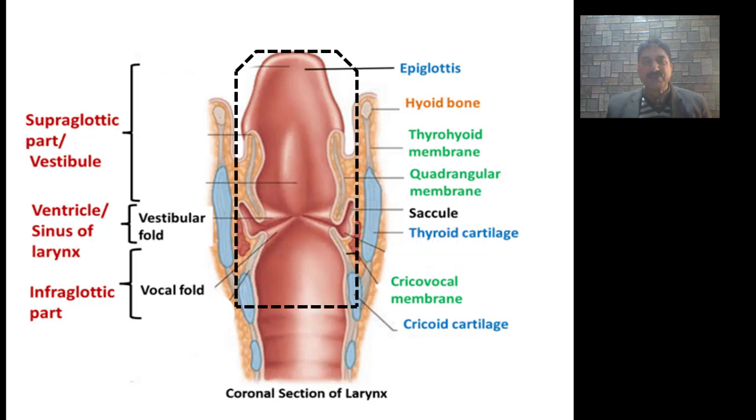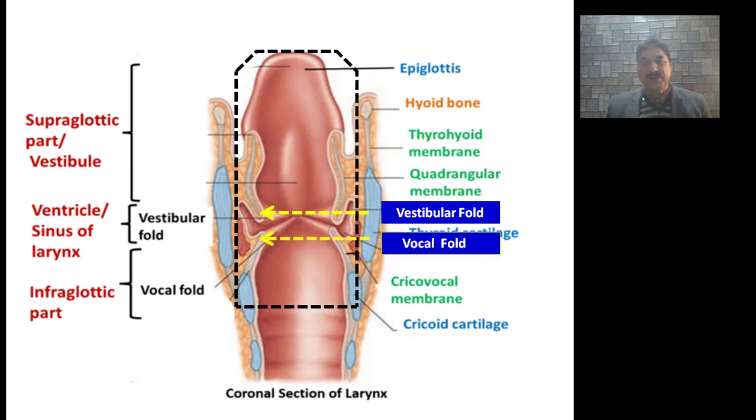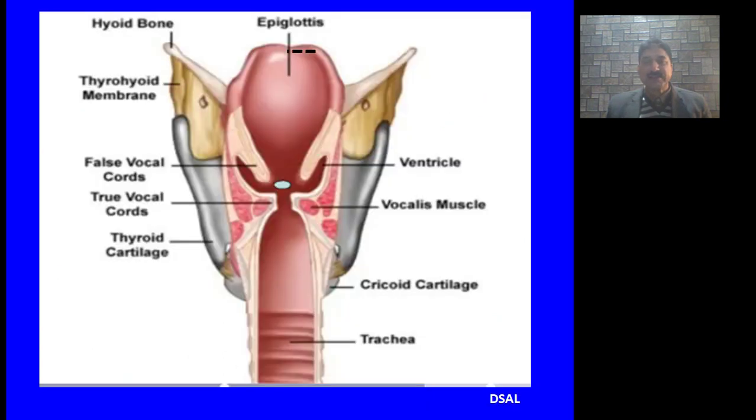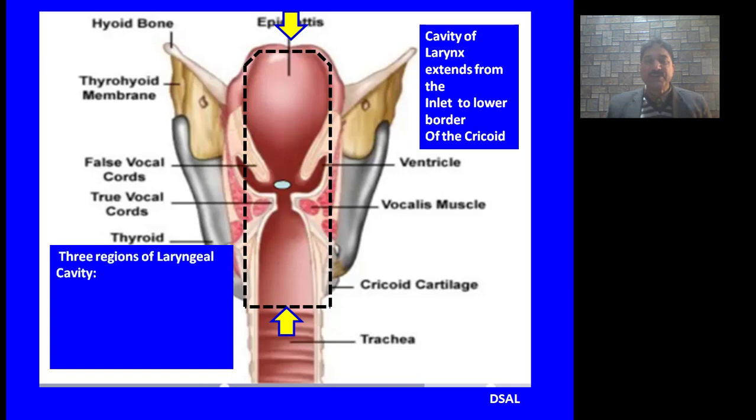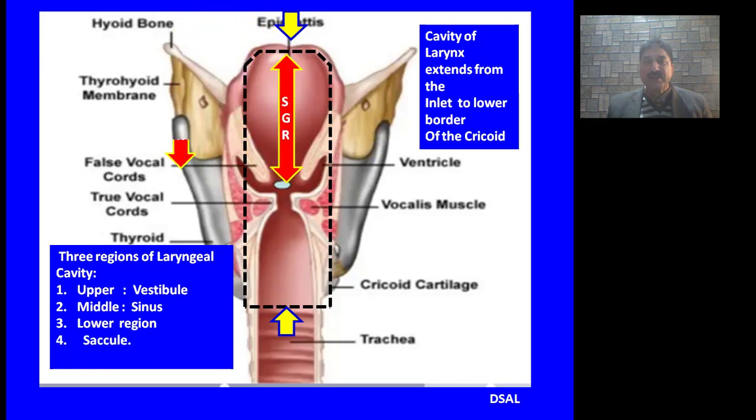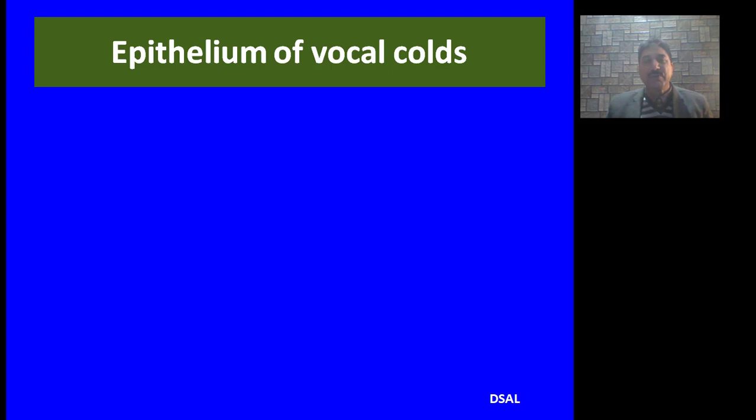The cavity of the larynx presents two folds: the vestibular fold, which is also called the superior fold, and the vocal fold or inferior fold. Between the two folds lies the ventricle of the larynx. So the cavity of the larynx extends from the epiglottis above to the lower border of the cricoid cartilage below. It is divided into regions: the upper region, which is also called the vestibule of the larynx, and the lower region, which is also called the subglottic region. Between the vestibular and vocal folds lies the ventricle of the larynx. On either side of the ventricle is a diverticulum lined by respiratory epithelium called the saccule of the larynx.